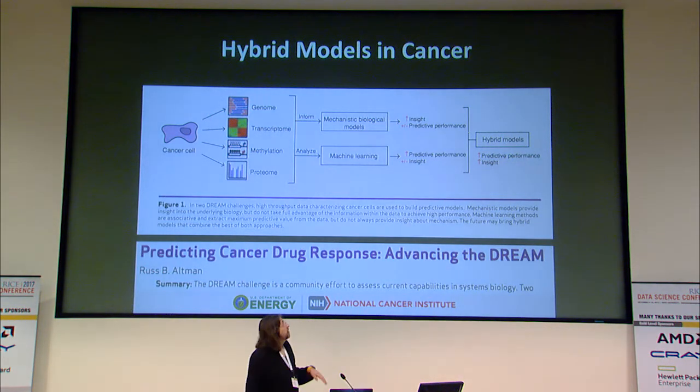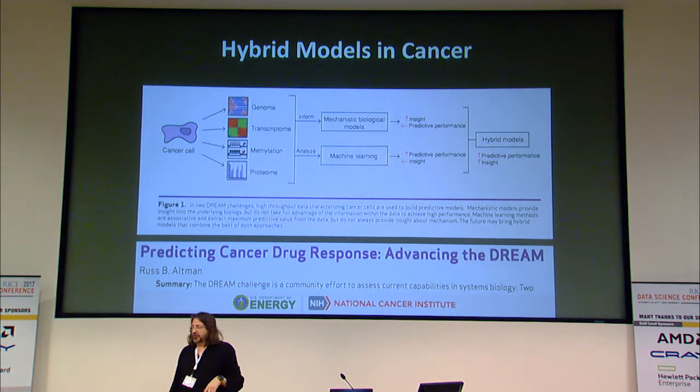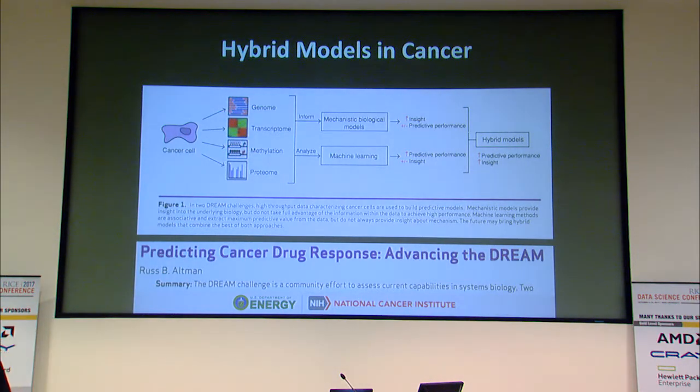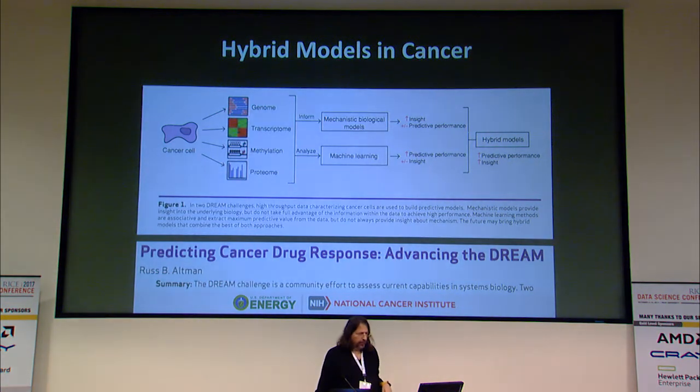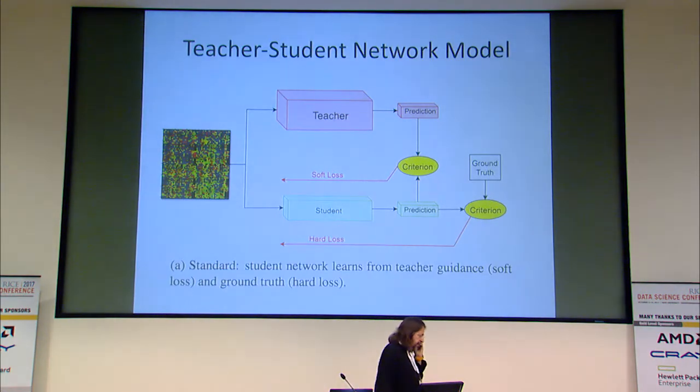But what we would like is to have this thing at the back here, which is a hybrid model that both has predictive performance that we could use in therapy or clinical use, but also has the ability to be interrogated and give us back mechanism. And we don't have that yet. This is a slide I stole from Russ Altman, but this is what the vision is there in cancer. So how would we make headway on that?